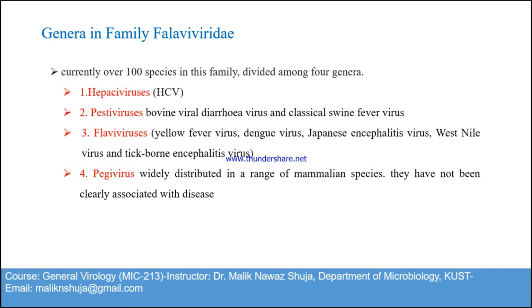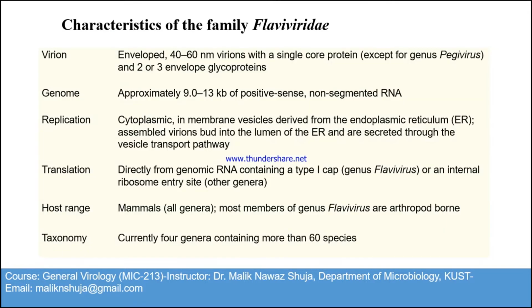So the main genera of this family are Hepacivirus, of which the main prototype is the hepatitis C virus, followed by the pestiviruses and flaviviruses. Dengue virus also belongs to this family, and the last one is the Pegivirus. Not a lot of information has been reported about the Pegivirus genus. Our main focus is the hepatitis Hepacivirus of this family.